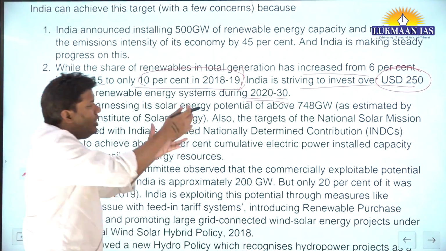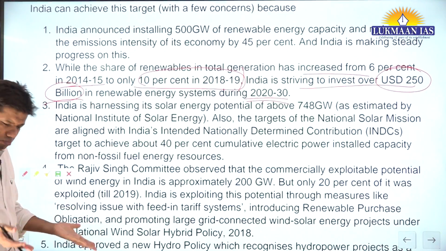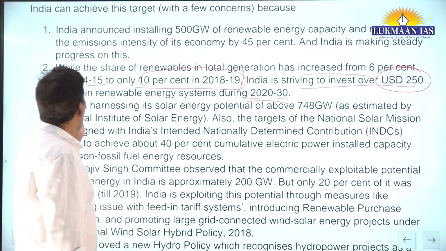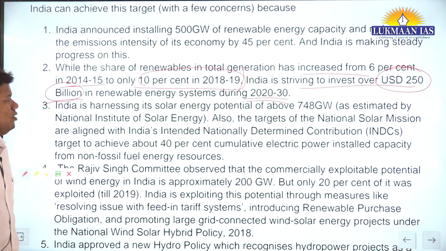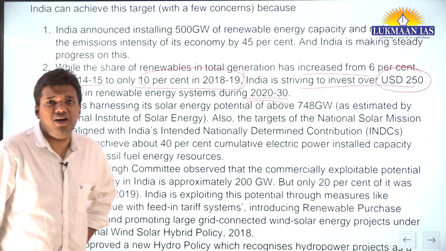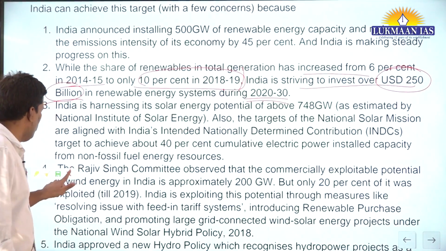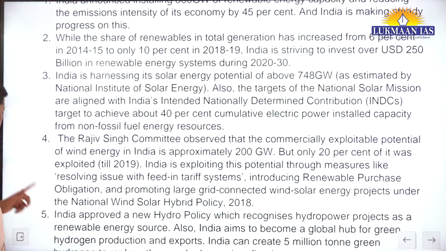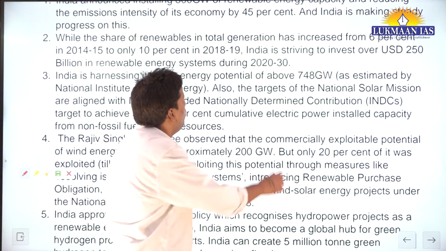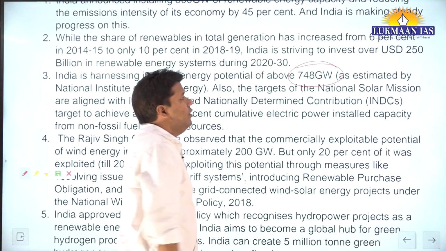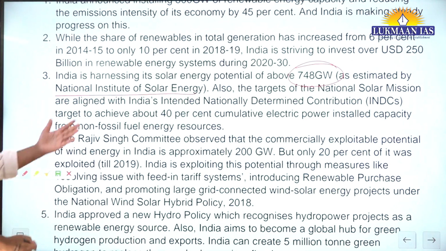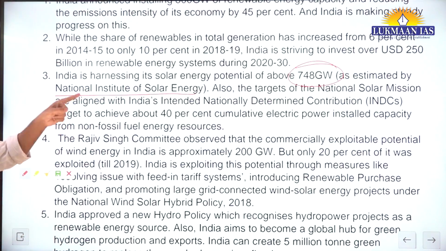Try to compare it with, let's say, the GDP of India, 3.5, 3.8 trillion. Out of that, you are trying to invest 250 billion. Is it going to happen? Chances are very, very less. But again, India is making progress towards that. India is harnessing its solar energy potential. India, being a tropical country, has a solar energy potential of 748 gigawatt, as estimated by the National Institute of Solar Energy. See, you can give references like this. Now you are giving a specific number; if you know exactly this thing, that's fine.